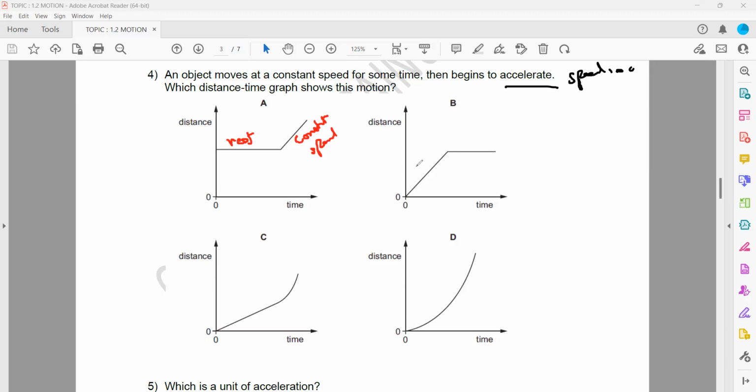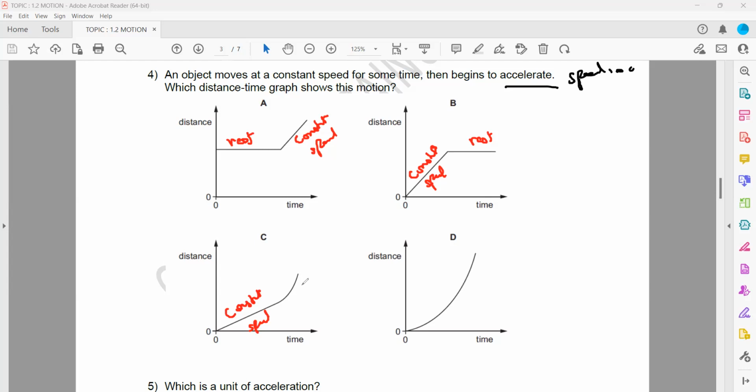What about object B? Object B has a distance-time graph which is a straight line, so it means it is a constant speed. And when it is a horizontal line, it means the object is stationary, at rest. So first the object was moving at a constant speed, then the object stopped. What about C? First it is a straight line. So when it is a straight line, we can say it is a constant speed.